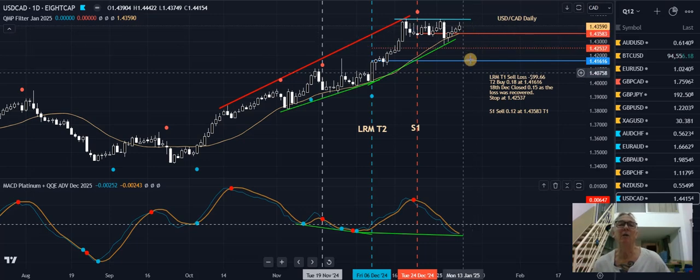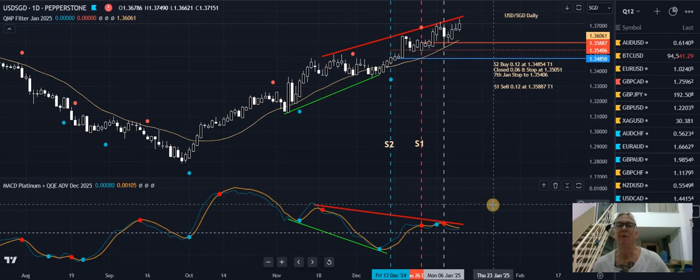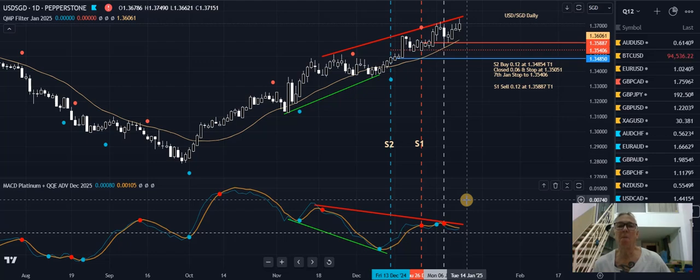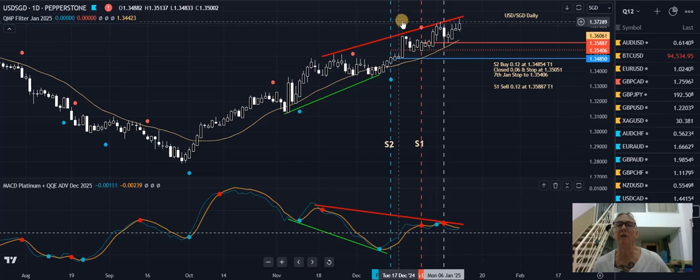But the USD CAD always causes me a bit of grief, but it's nice to have on the charts anyway. All right, USD Singapore dollar, just for something different. Singapore's one of my favorite cities. So we've got this big regular bearish divergence happening. Took this buy, very similar to the USD CAD. Took a buy, locking in profit there, can't lose on that.